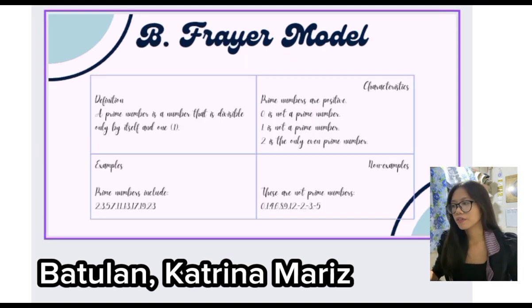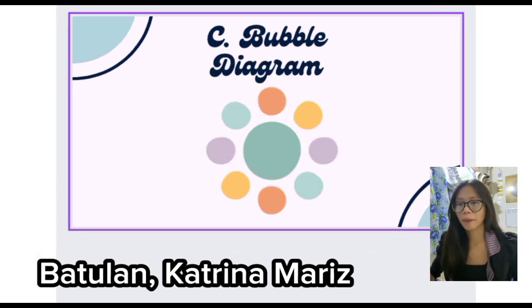Next is the Frayer model. As for the example here, it puts the definition and its characteristics, and then examples, so it is easier for the students to identify. Like here on the slides, they define a prime number, then the characteristics of a prime number, then examples and non-examples. So next is the bubble diagram.